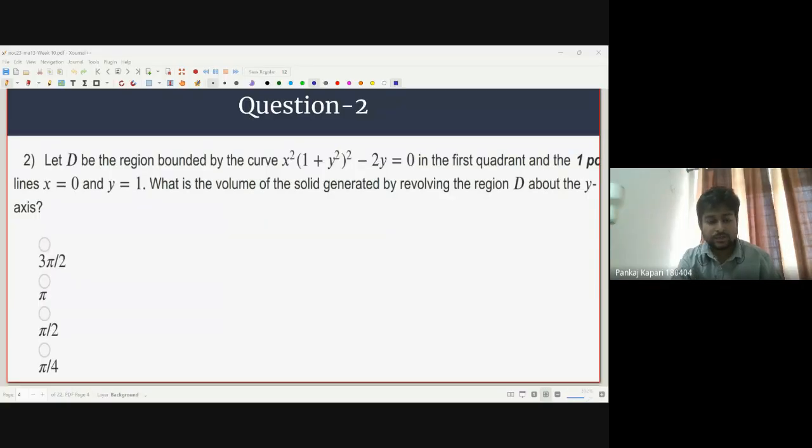So I think there was some problem with my internet, so that's why I got logged out. So I think I almost finished the second problem. Okay, so I will quickly go over it again.